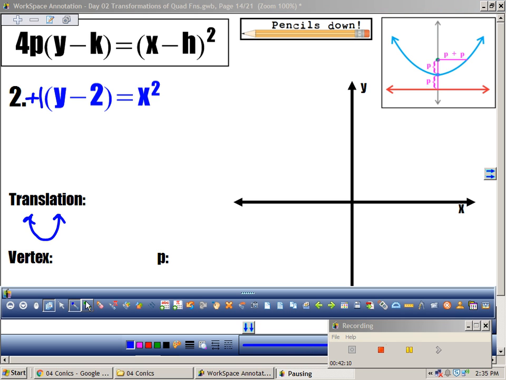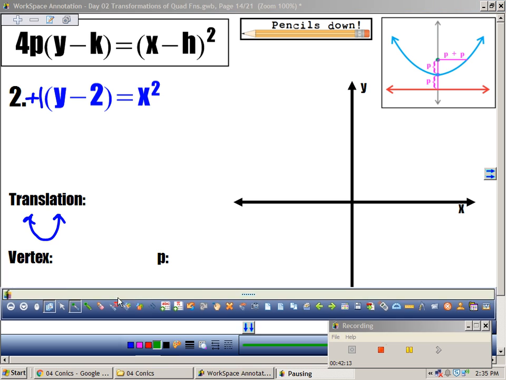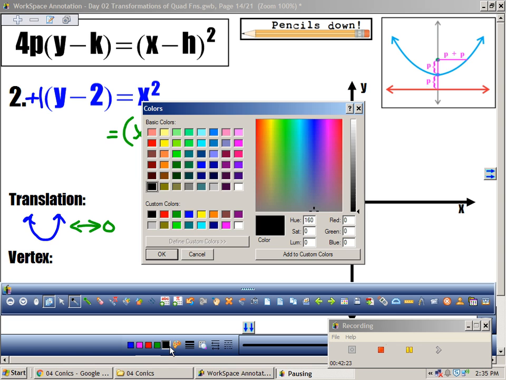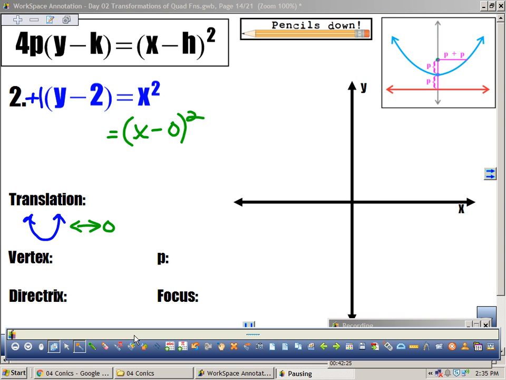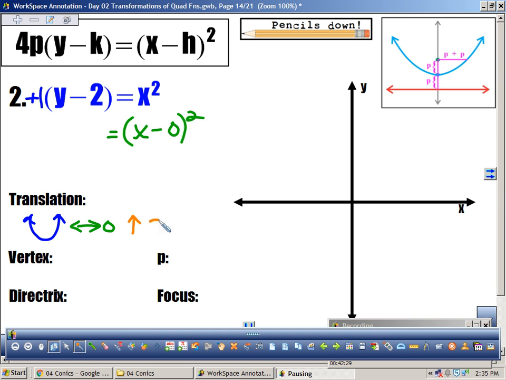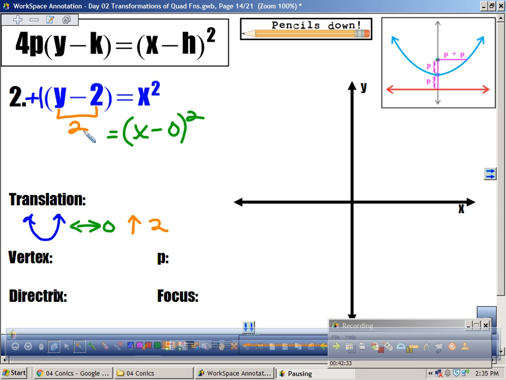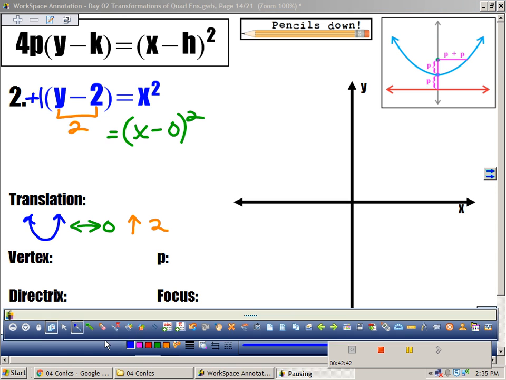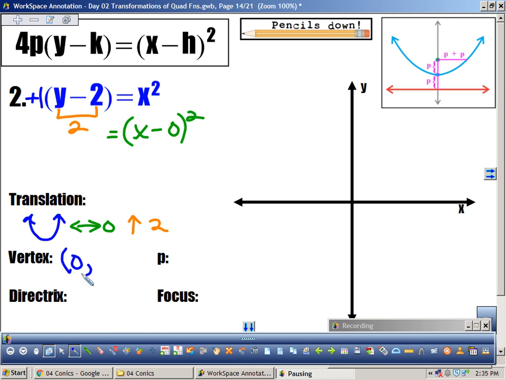Is it going to be going horizontally at all? So it's not going to go horizontally at all. Is it going to be going vertically at all? Up or down? Up 2, because this is a translation of 2. Perfect. And then my vertex is going to be, if I have 0 horizontal translation, 0, and I have a vertical translation of 2, it's going to be at 0, 2.